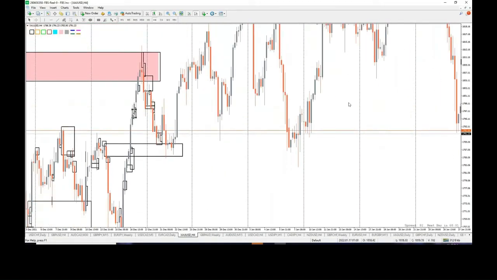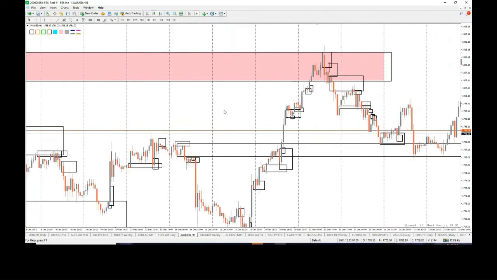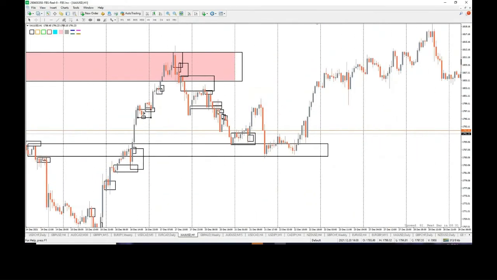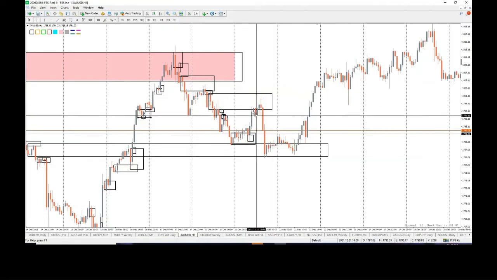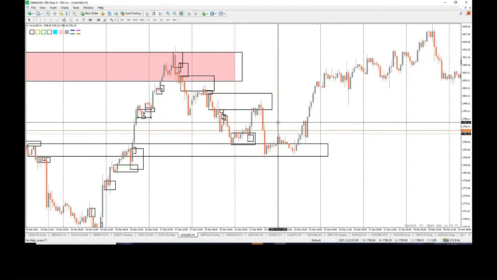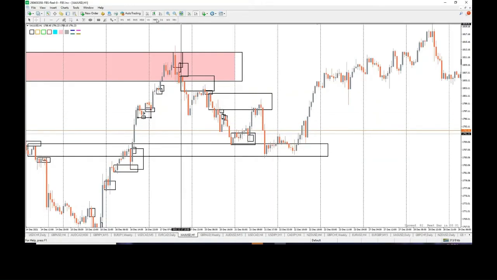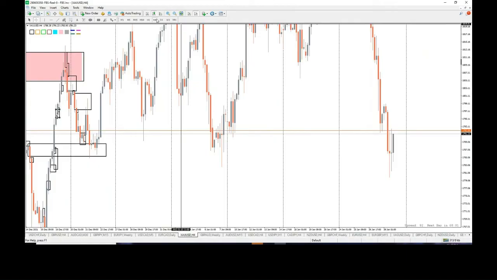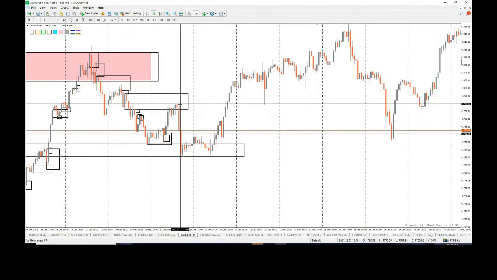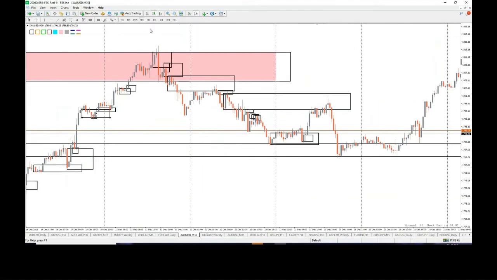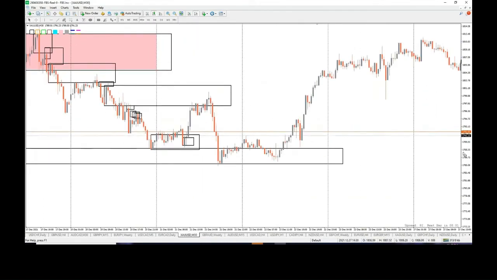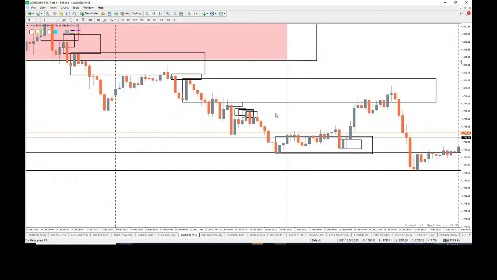So why is the price stopping here? Because there's a roadblock on H1. H1 got roadblock. If you're trading H4, the one time frame down, H1 would be the roadblock. If there's any confirmation for sell, the price is going to reverse.